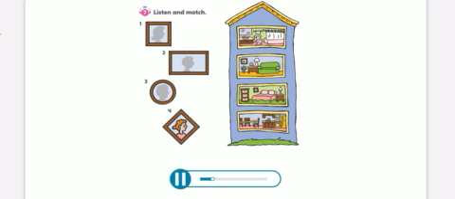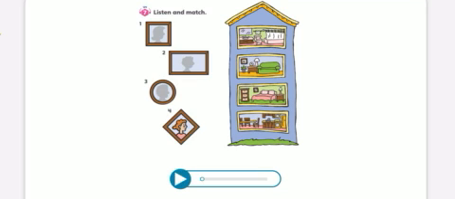Where's your mother? She's in the bedroom. 2. Where's your brother? He's in the bathroom. 3. Where's your father? He's in the kitchen. 4. Where are you? I'm in the living room.